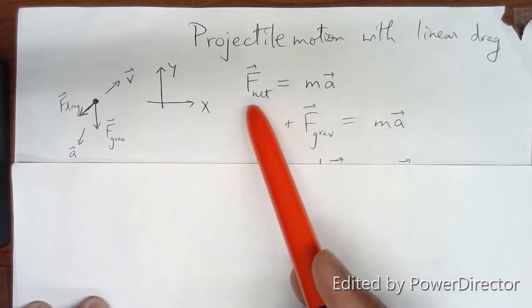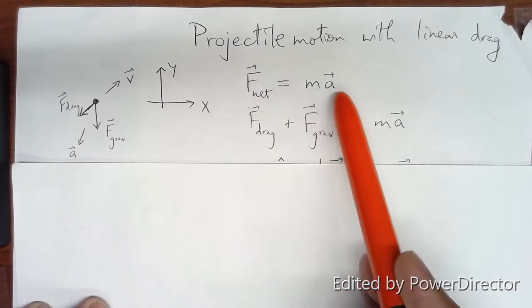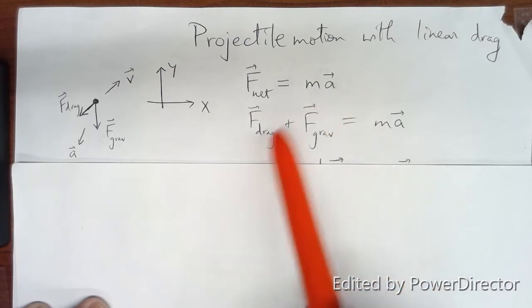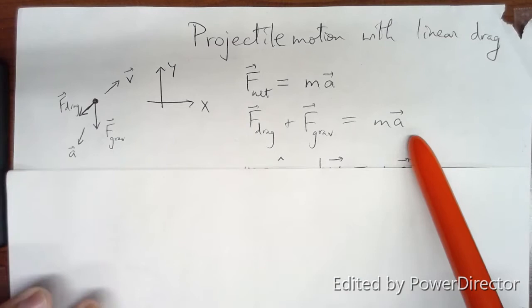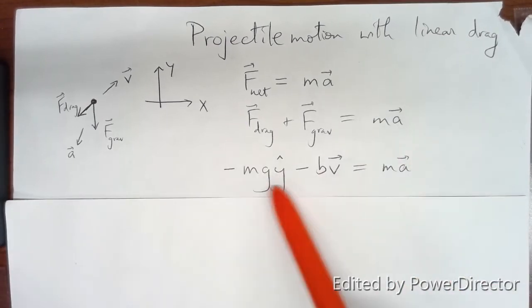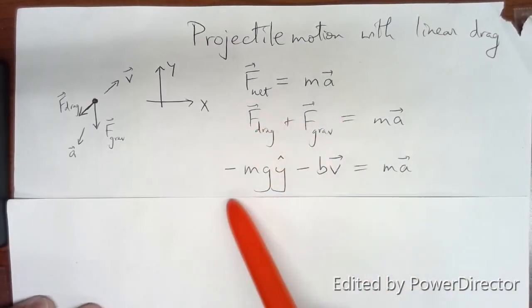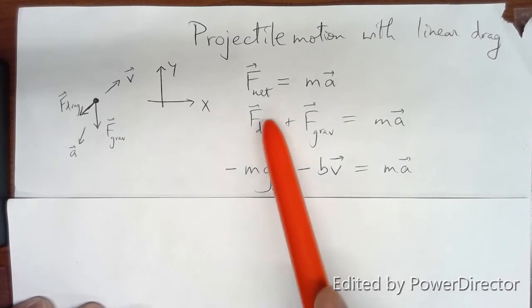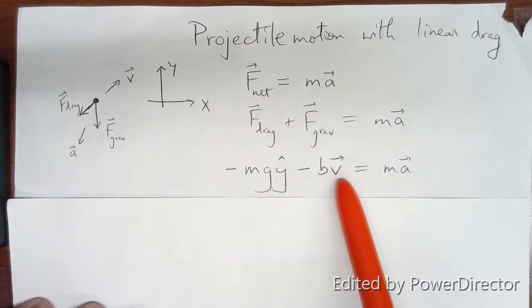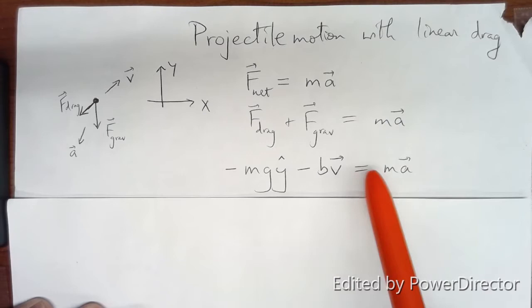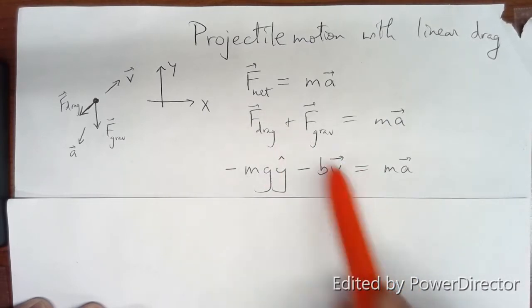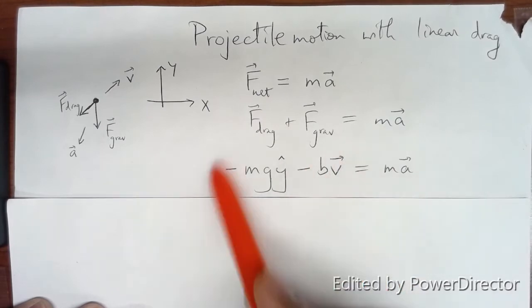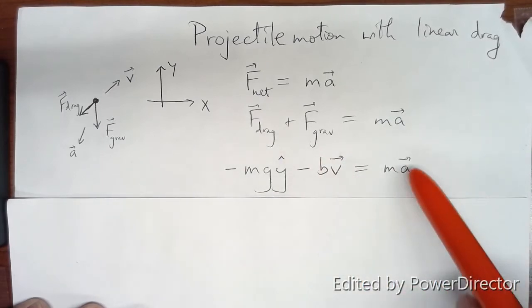All right, so we have the net force vector is equal to the mass times the acceleration. Net force can be written as drag force plus gravitational force equals ma, and we can write the gravitational force as minus mg y hat. We can write the drag force as minus b v vector. So that shows us that it is linearly proportional to the velocity and it is in the opposite direction. And all of this is equal to ma.